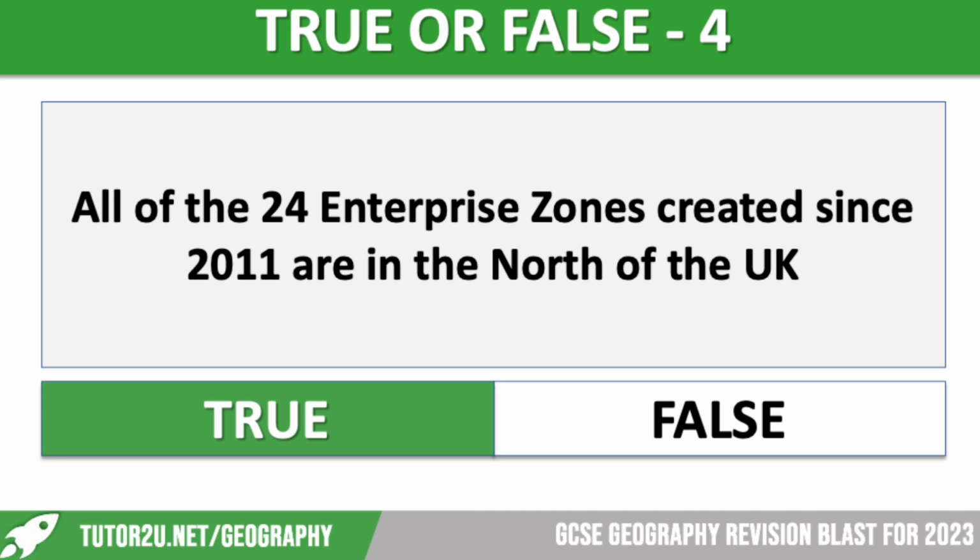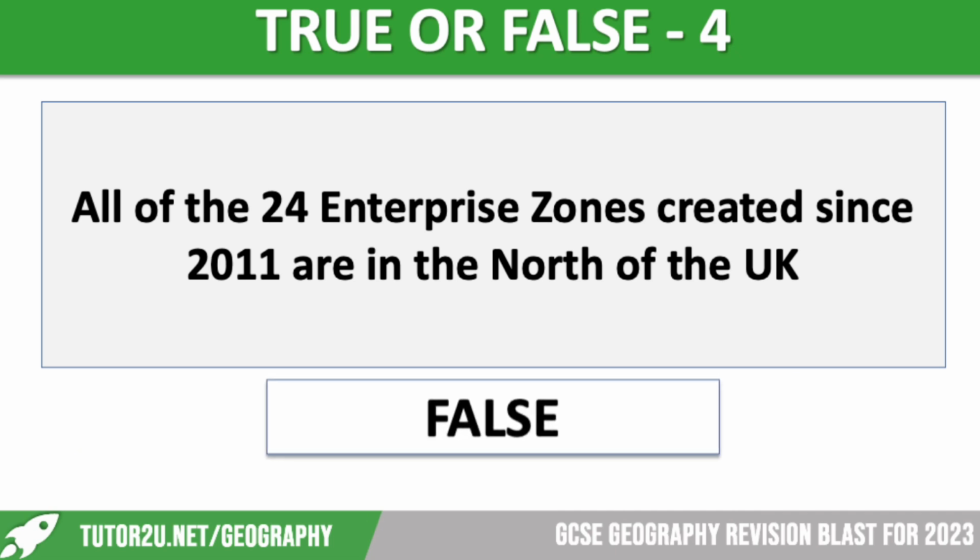Number 4. All of the 24 enterprise zones created since 2011 are in the north of the UK. So the enterprise zones, just for a bit of context here, are an attempt to address that regional gap between the north and the south. So have they all been created in the north of the UK? Is this true? Let's have a look. It is false. They have been created all around the country.